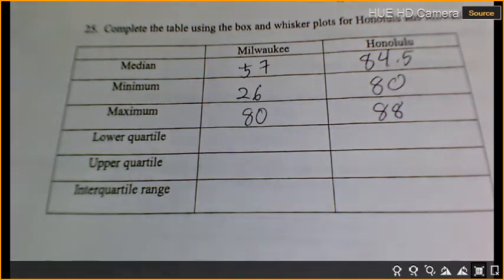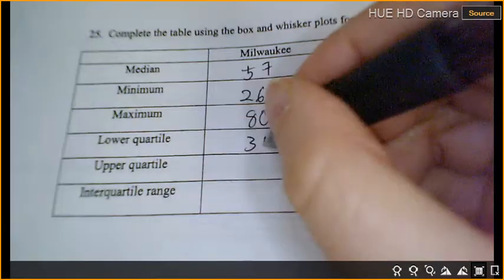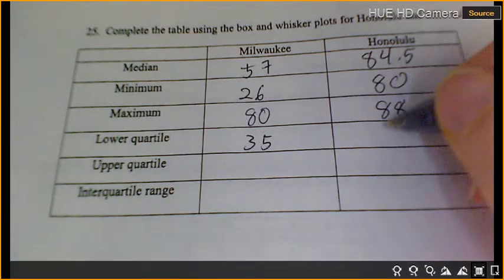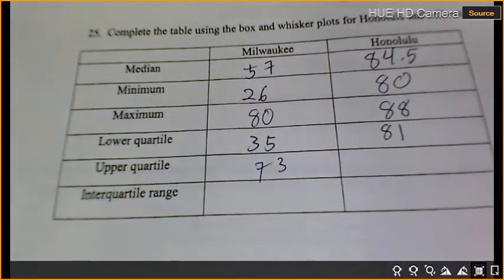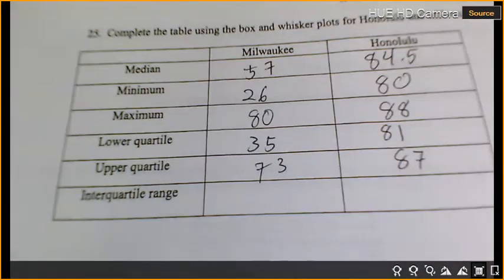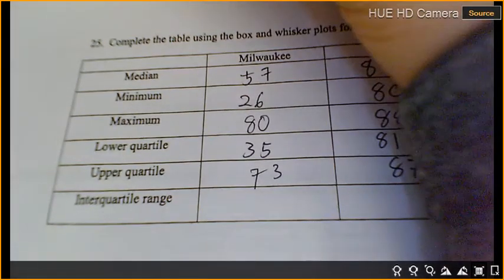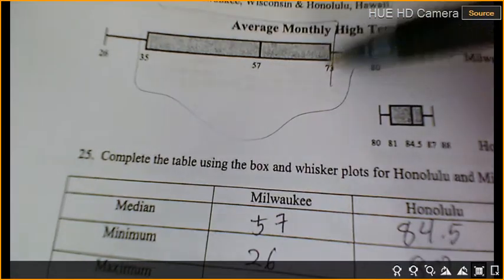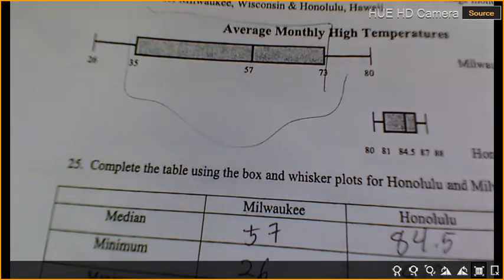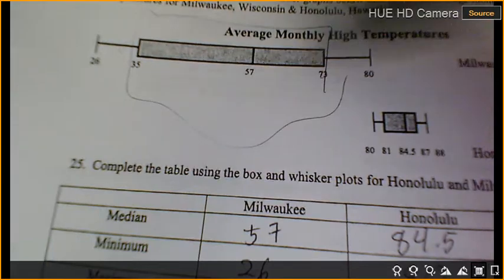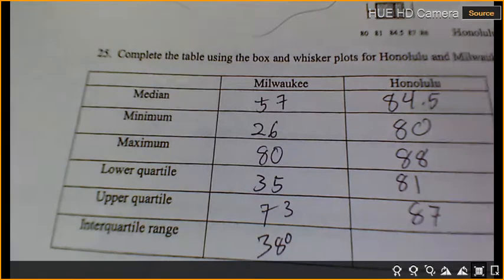Lower quartile for Milwaukee. 35, good. Lower quartile for Honolulu. Upper quartile for Milwaukee. Upper quartile for Honolulu. Range. It says interquartile range, so that just means the part in the box. So what's the range? 73 to 35. What's the difference between 73 and 35? 38 degrees. So it can fluctuate 38 degrees in Milwaukee.